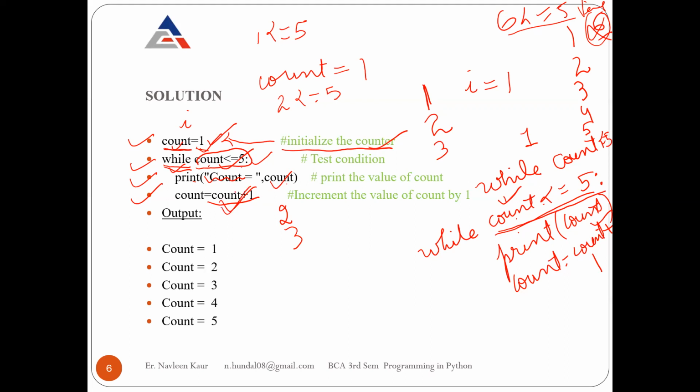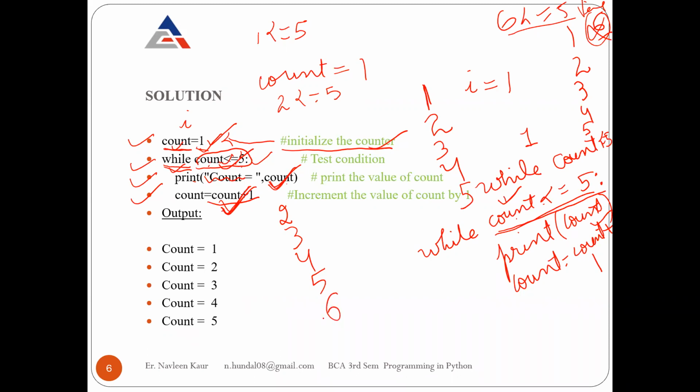Again, we are incrementing the count. Count becomes 4. 4 is still less than or equal to 5. True. Print the count, print 4. Again, increment the count. Count becomes 5. 5 is less than or equal to 5. 5 is not less than, but it is still equal to 5. If it is true, yes, print the count. So I have printed 5. Again, increment the count. Now the count has become 6.